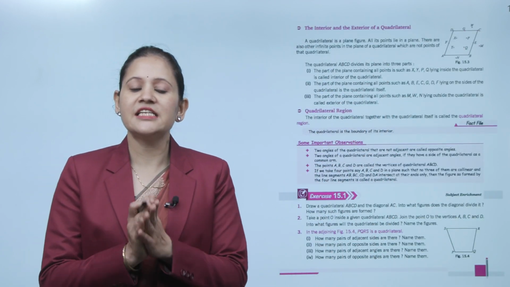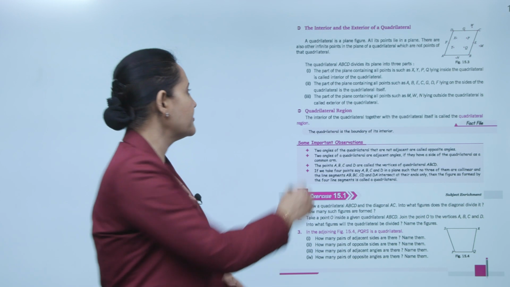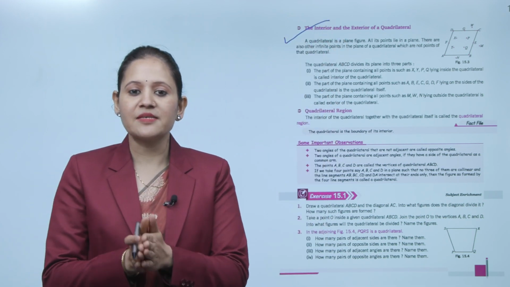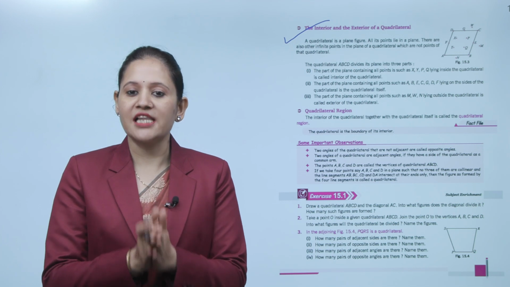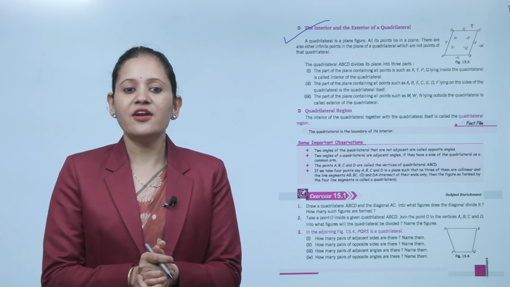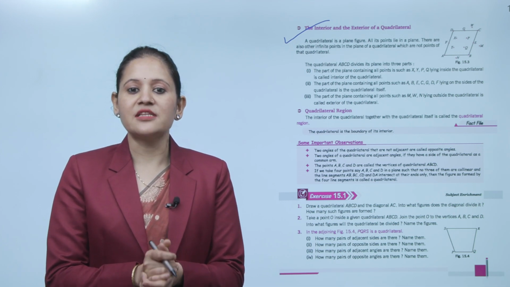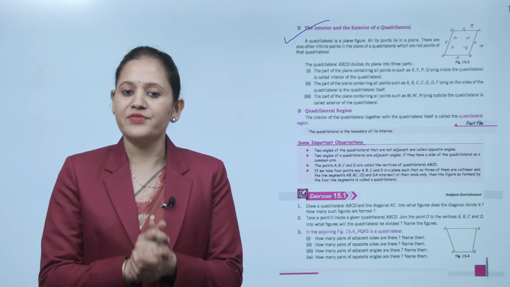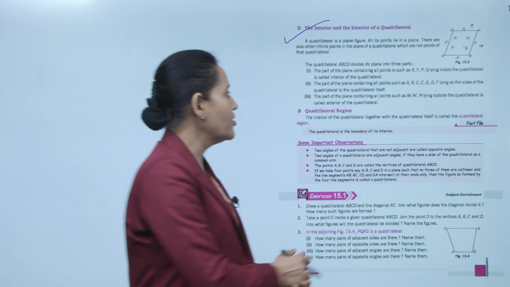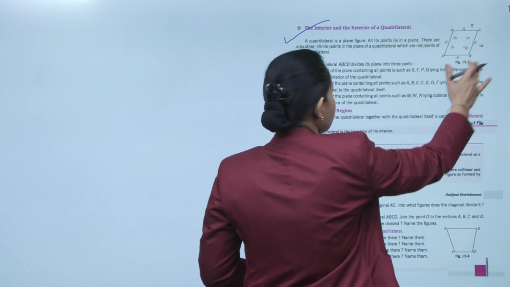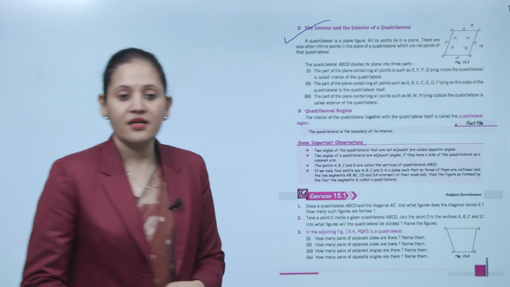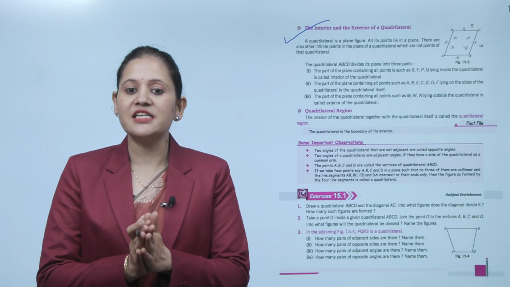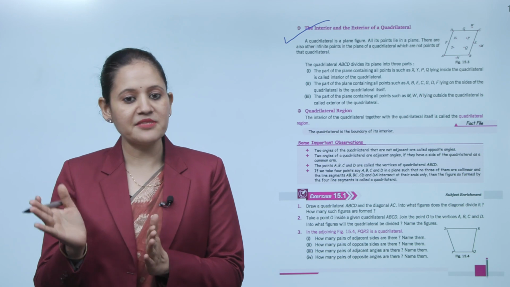Next is the interior and the exterior of quadrilaterals. A quadrilateral is a plane figure. All its points lie in the plane. There are also other infinite points in the plane of the quadrilateral which are not points of that quadrilateral. So, this is a quadrilateral ABCD. The quadrilateral ABCD divides the plane into three parts.